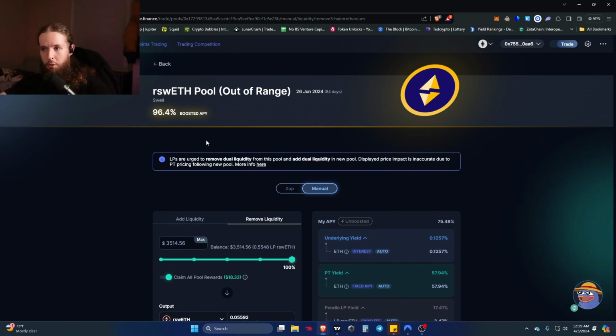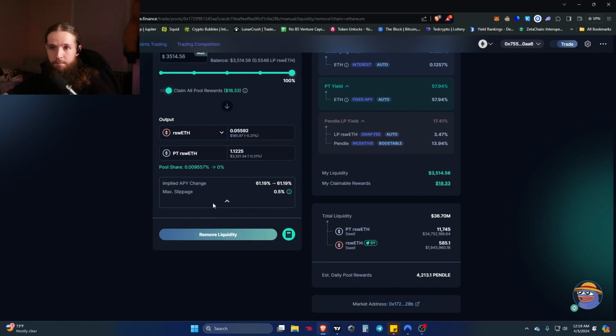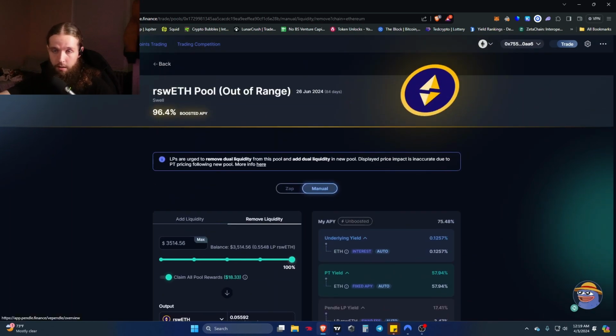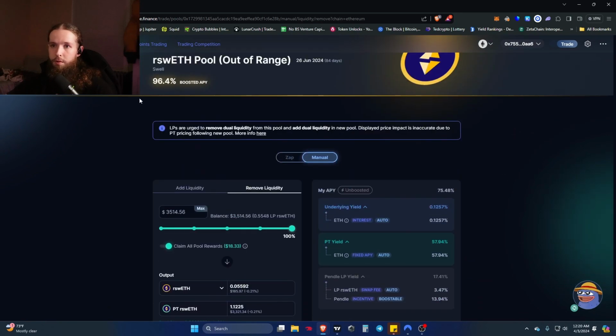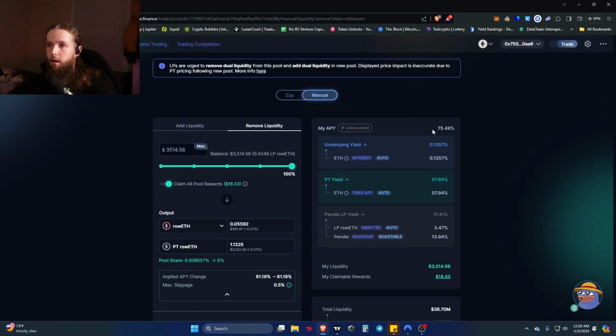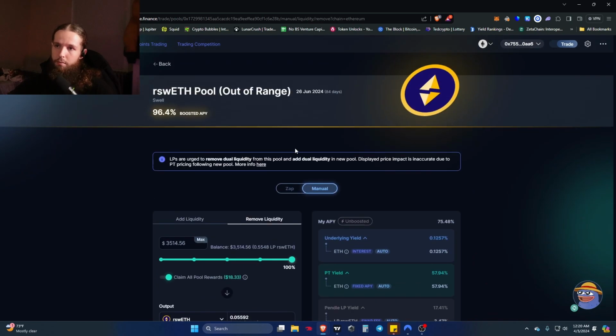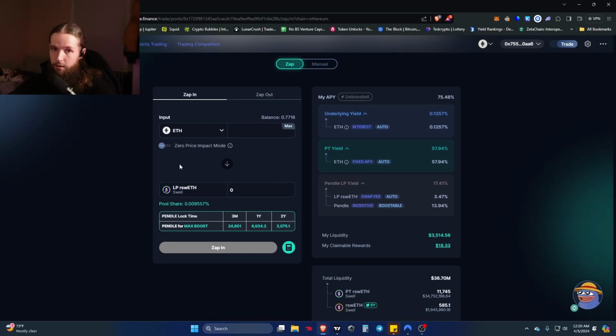So the APYs, this boosted APY, is if you're staking Pendle. So if you've locked Pendle in the VE Pendle dashboard, then you would be earning the boosted APY. And then if you're unboosted, I'm only earning 75.48%, which is still excellent if you ask me.